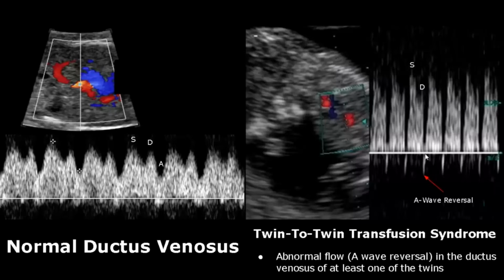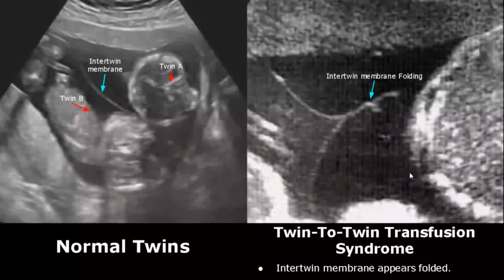We will see the A wave below the baseline. The normal A wave is above the baseline. Intertwin membrane folding may also occur, and it may be a signal of twin-to-twin transfusion syndrome.